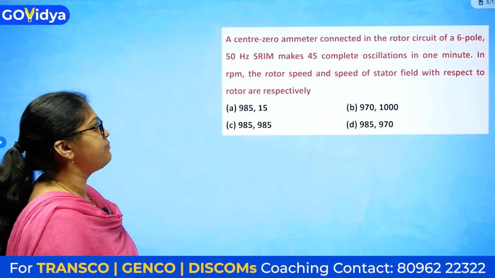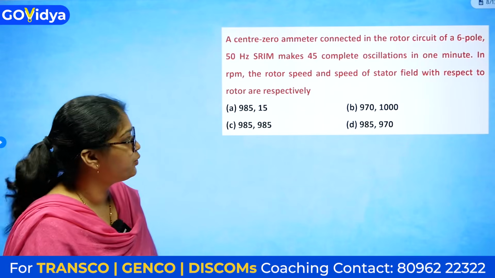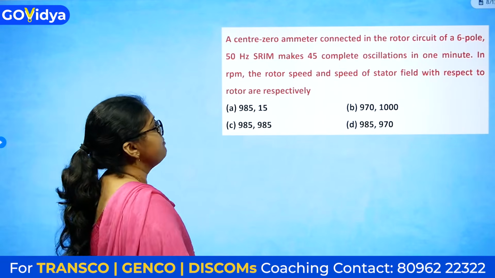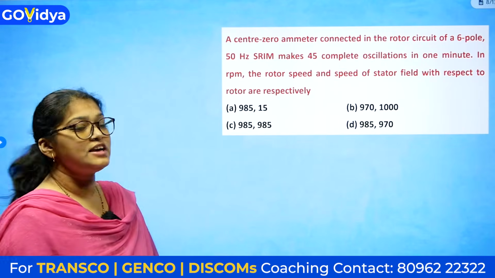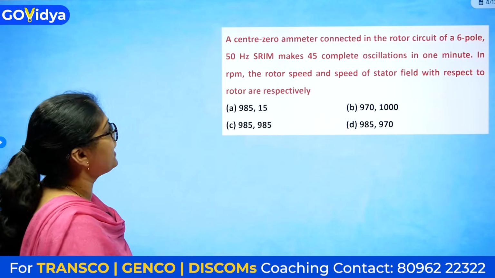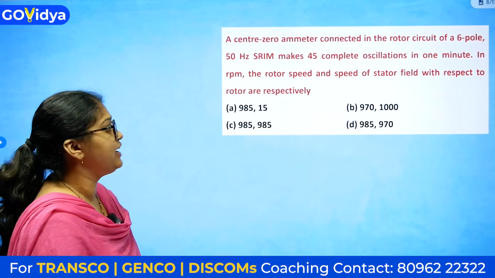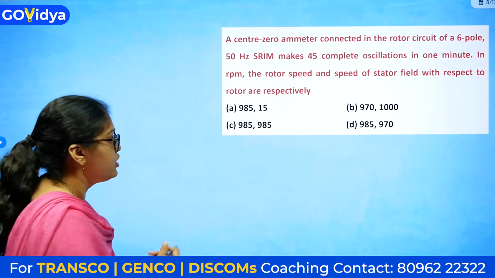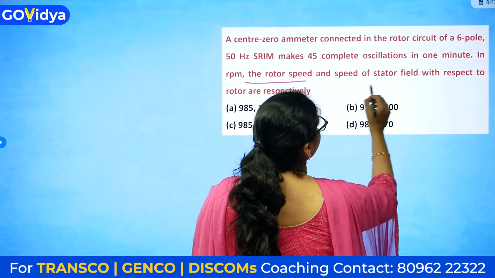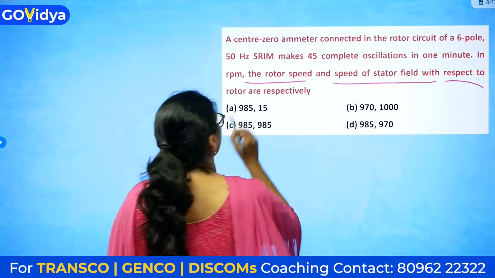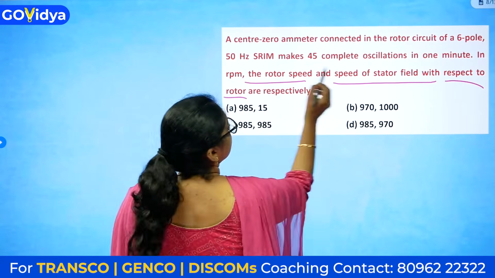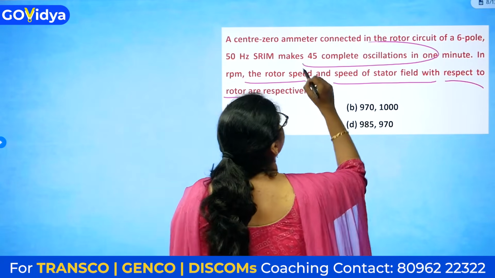A center zero ammeter connected in the rotor circuit of a 6-pole 50 Hz slip ring induction motor makes 45 complete oscillations in 1 minute. In RPM, the rotor speed and the speed of stator field with respect to the rotor are? So in the question they asked the rotor speed and the speed of stator field with respect to the rotor. So we will find that. It's saying that 45 oscillations in 1 minute.